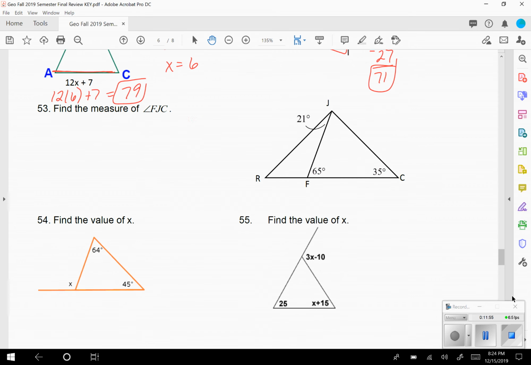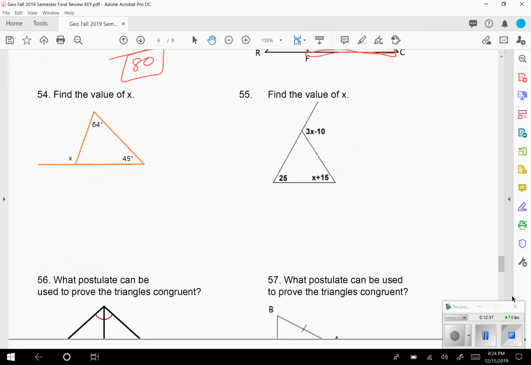Okay, question 53, it says find the measure of angle FJC. FJC. So it's this angle right here that we're trying to find. They're trying to confuse you with this 21 degrees over here and having more than one triangle, but all you need to concentrate on is this one triangle right here, because you know two of the angles in it, so you can find the third. So just do 180 minus 65 minus 35, and you get 80. So that angle up here is 80.